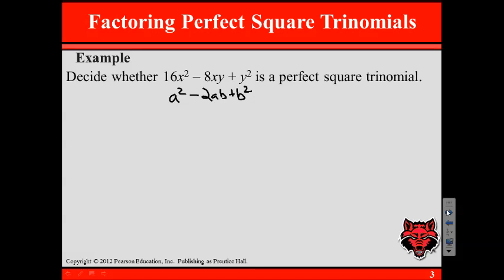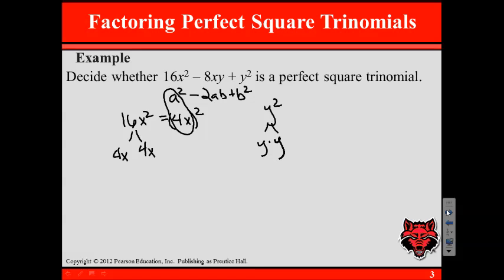In order for that to be true, the first term has to be a perfect square, which means it has two identical factors. Well, we know that we can get 16 by multiplying 4 and 4, and x squared is x times x. So we could actually rewrite 16x squared as (4x) squared. So 4x and a would be the same. The last term, y squared, can break up into y times y. It already looks like something in the squared form. So y is just taking the place of b.